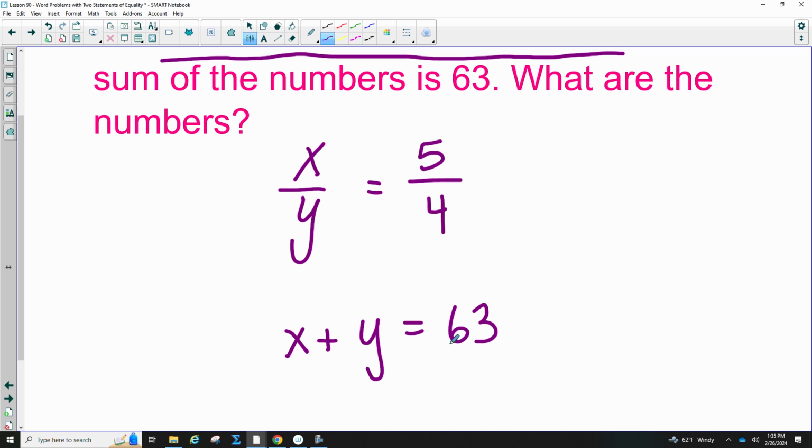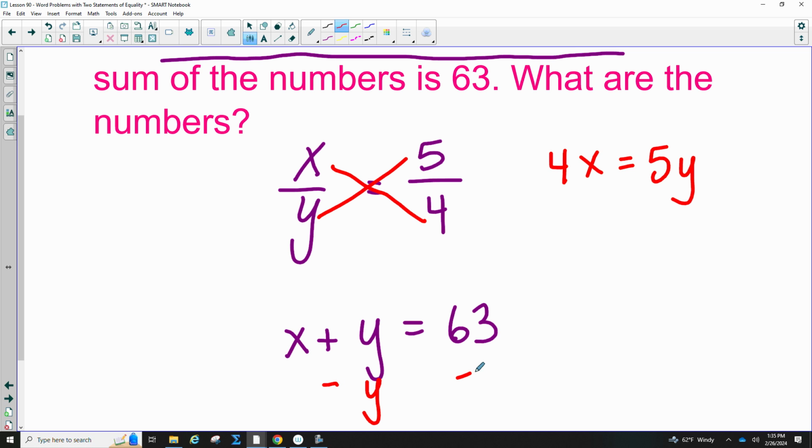What do we do with these crazy fractions? Well, we cross multiply, so we don't have fractions anymore. So I'm going to do x times 4 is 4x, and 5 times y is 5y. So 4x equals 5y, okay? Now, a lot of people try to isolate one of the variables here and do substitution. If you do that, you get fractions, and it's a real pain, okay? I would do substitution by subtracting one of these variables, okay? So x is equal to 63 minus y, and then I would plug that in here.